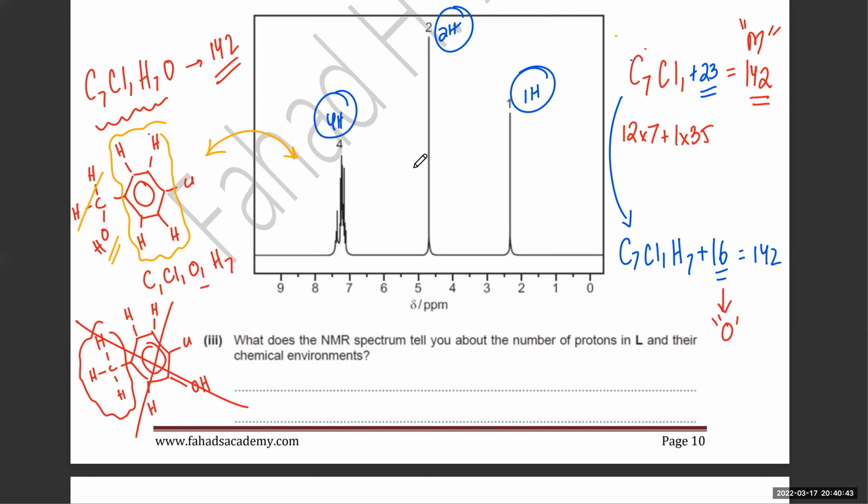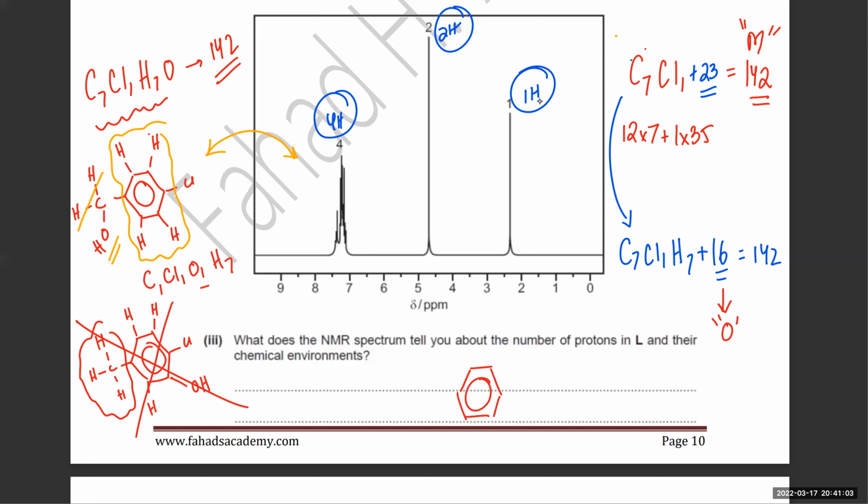This one exactly matches. This one is 4 hydrogens in the same environment, that's this one. 2 hydrogens in the same environment, CH2, and then there's an OH hydrogen, that's this one. Then there could be other arrangements as well. Let's try and draw some other isomers that fit this NMR spectrum.